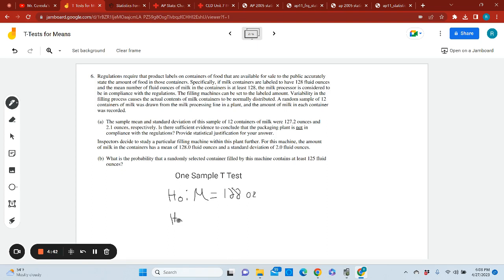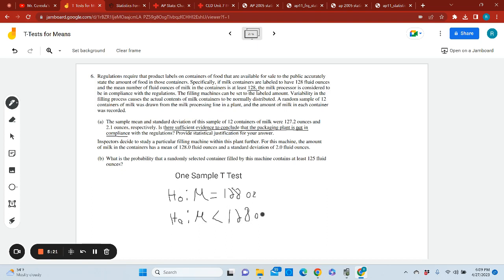Okay, and then the alternative hypothesis. All right, let's see. They say, is there sufficient evidence to conclude that the packaging plant is not in compliance? They told us in order to be in compliance, the average amount of ounces in each milk container needed to be at least 128, right? So we'll run the test assuming that they're in compliance and the mean is equal to 128. But the alternative hypothesis in this case is going to be that the mean is actually less than 128 ounces, okay?